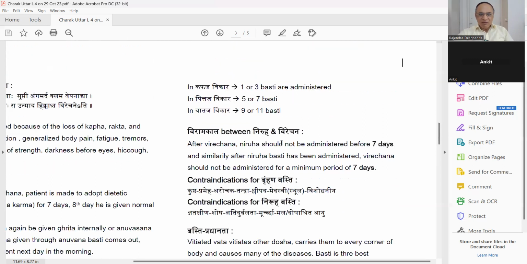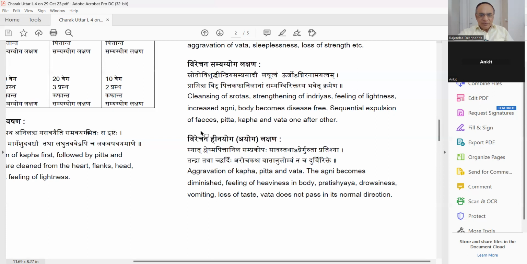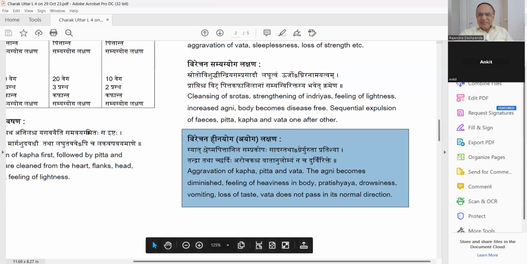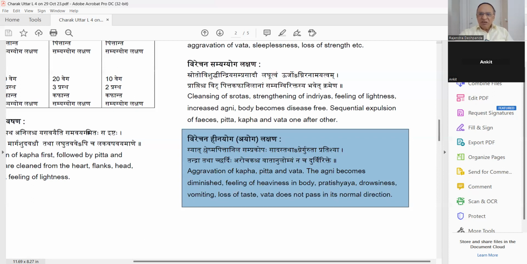Now, I'm sorry. Now we will see about the Ayoga Lakshana. Hina, not proper cleaning. Now, we are expecting 10, 20 times for stools, but the patient has gone only for 2 or 3 times. What is the problem? Snehana, Svedana may not be correct. Proper selection of the medicine is not correct. So there is less effect.